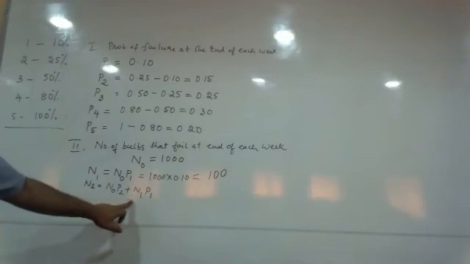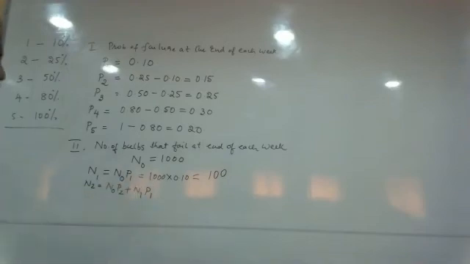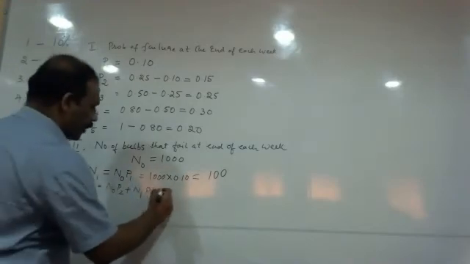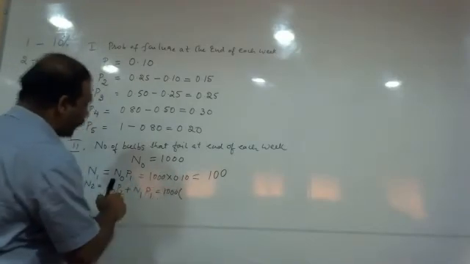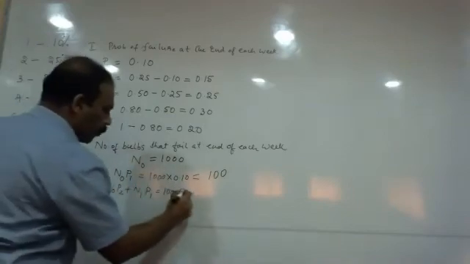Yes or no? Yes, sir. Now can you please substitute the value and tell me the answer? So n0 is 1000 into p2 value. p2 value is 0.15.